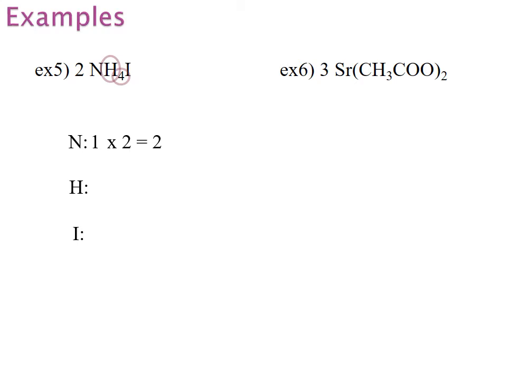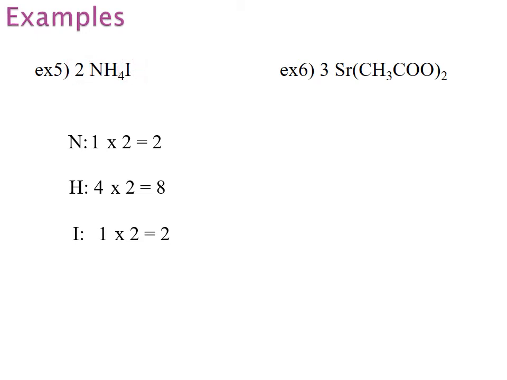Hydrogen, there are 4 hydrogens. I will have to multiply that by the 2 that precedes the formula, so I have a total of 8 hydrogen atoms. Iodine, I have just 1, and again I will multiply by the number that precedes the formula, and that gives me a total of 2 iodine atoms.